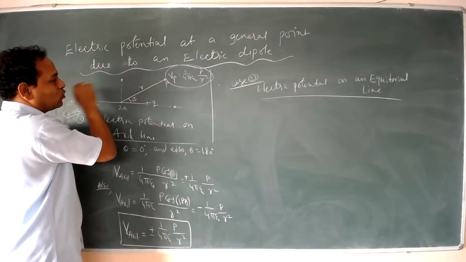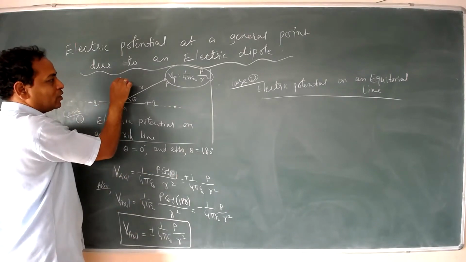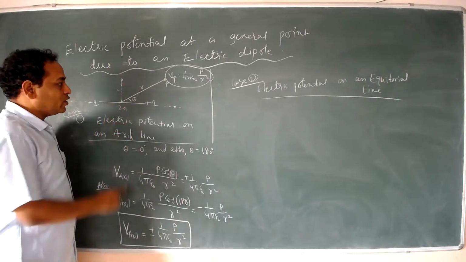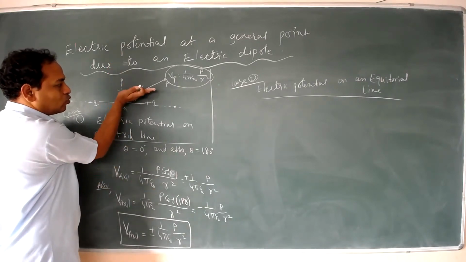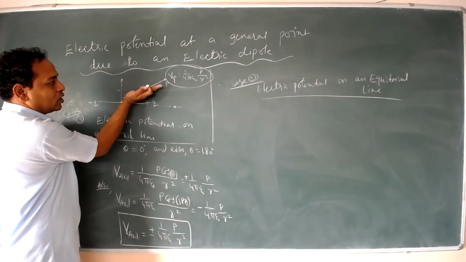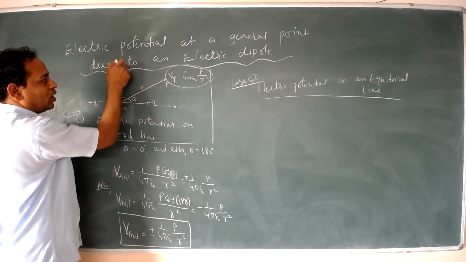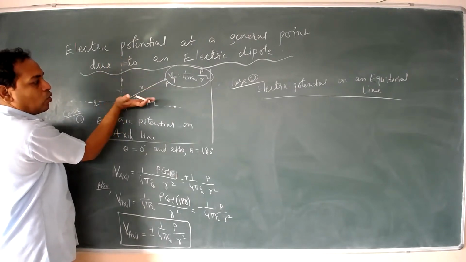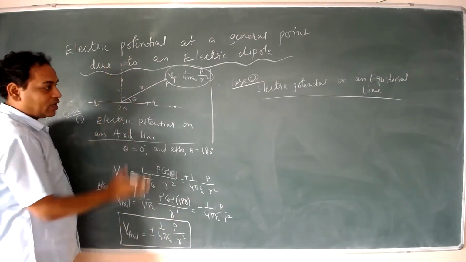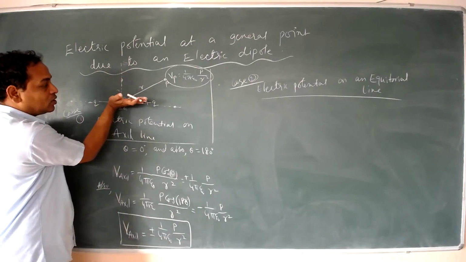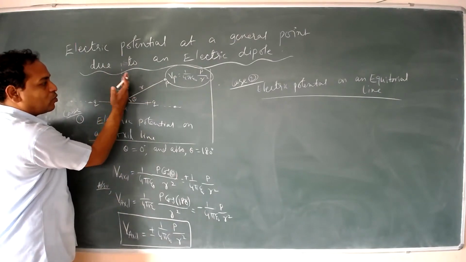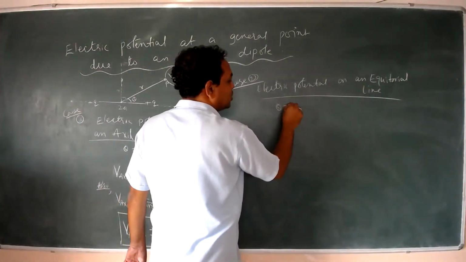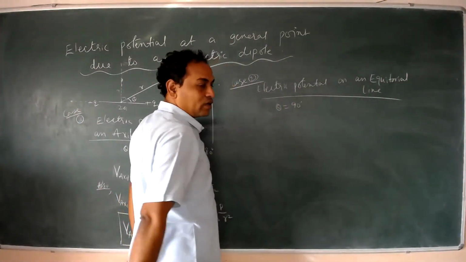So at this point on the equatorial line, let us say this is the distance r, suppose. What is the angle at this point? If you bring this point along this line, what will happen? The angle will be, sorry, 90 degree. When it is coming here, it will become 90 degree. So for an equatorial line, theta here will be 90 degree.